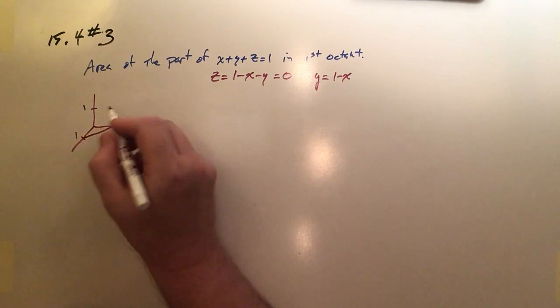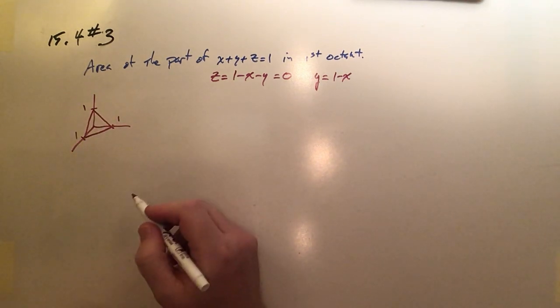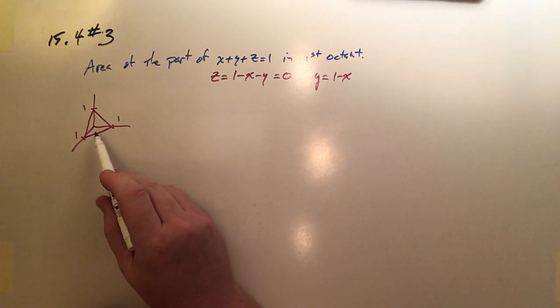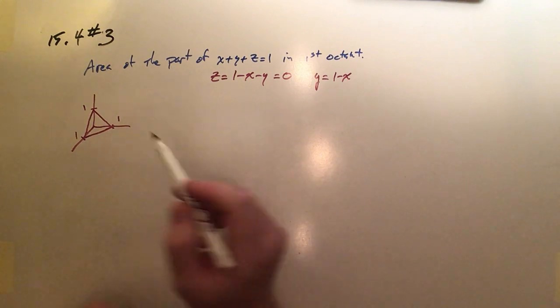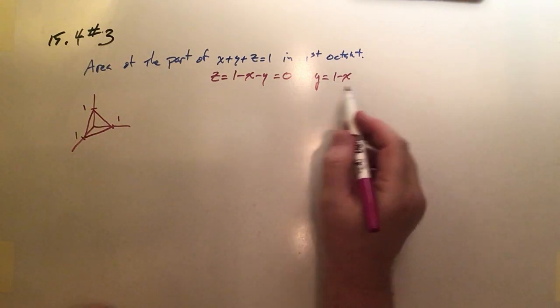So now we know the shape of it. This is the shape of the plane in the first octant. So let's go ahead and find the area traditionally, and then we'll go back, and because we know the shape, we can actually find it by using its dimensions.